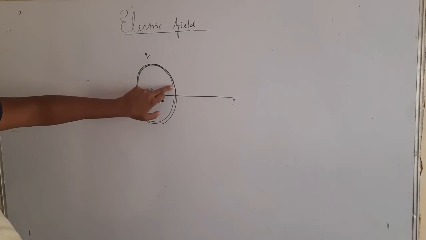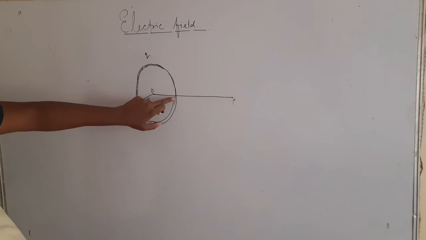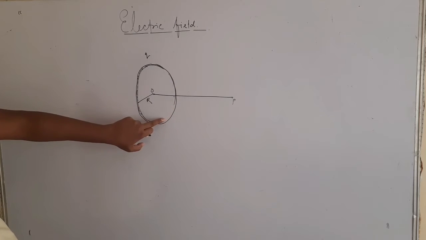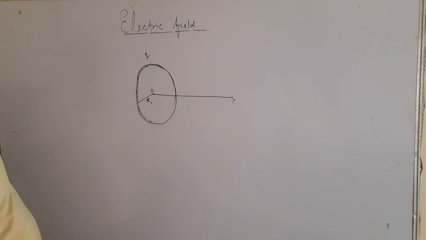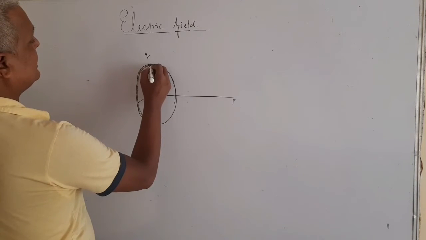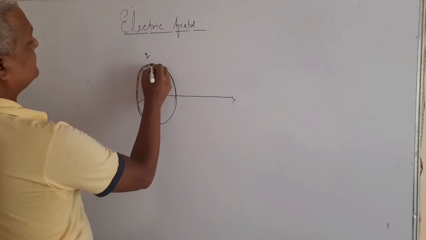So here you see that the radius of this ring is R. Okay, so let me remove this. Don't ever consider that this has some width, because we are taking it as a thin ring, as thin as possible. Okay, so here you just consider one element dl.